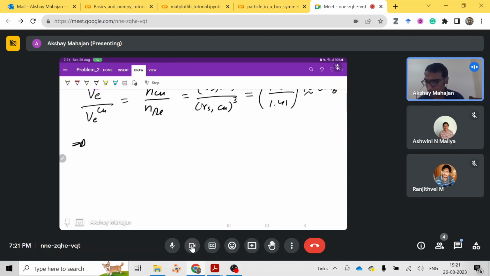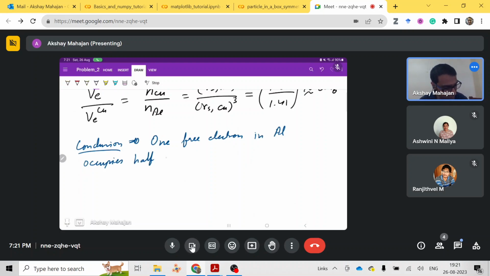Alright, so here again we can make a conclusion. One free electron in aluminium occupies half the volume compared to copper.